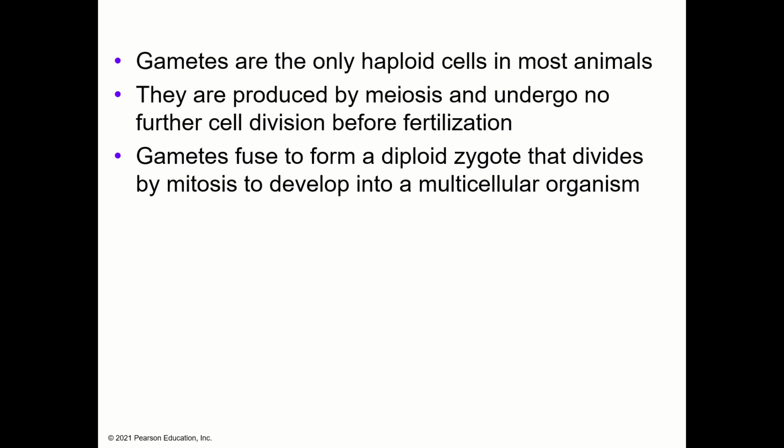Gametes are the only haploid cells in most animals. They are produced by meiosis and undergo no further cell division before fertilization. Gametes fuse to form a diploid zygote that divides by mitosis to develop into a multicellular organism.